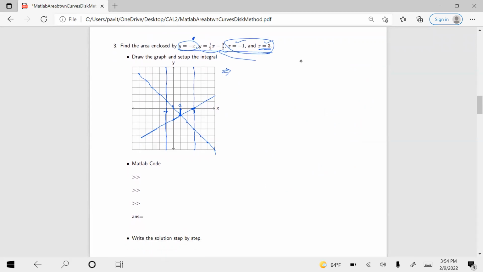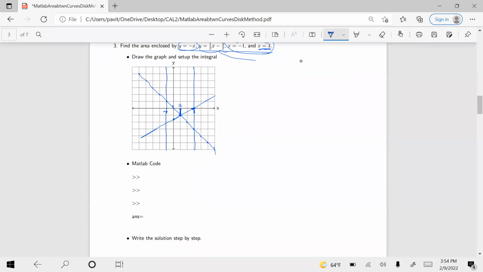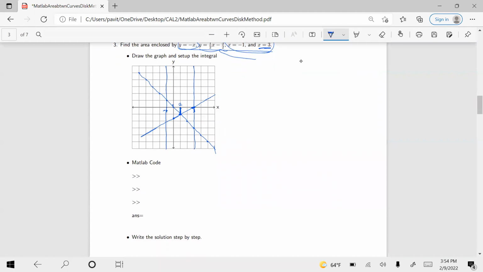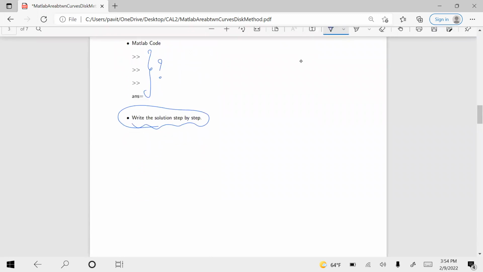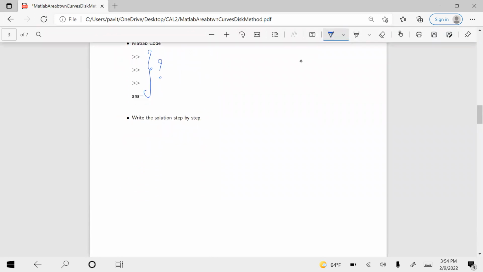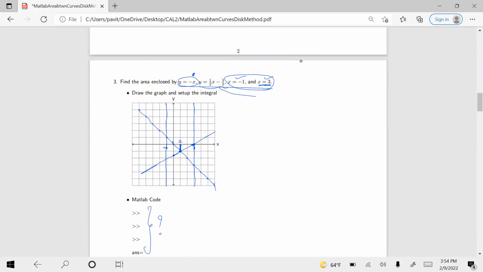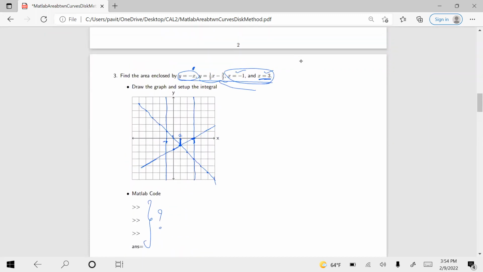Okay, so first part is done. Setting up the graph, sketching is done. Beautiful. Now, MATLAB code, I will come to this after I do the third step. Now write the solution step by step, right? So what they mean is that you need to find the area by hand. Find the area.